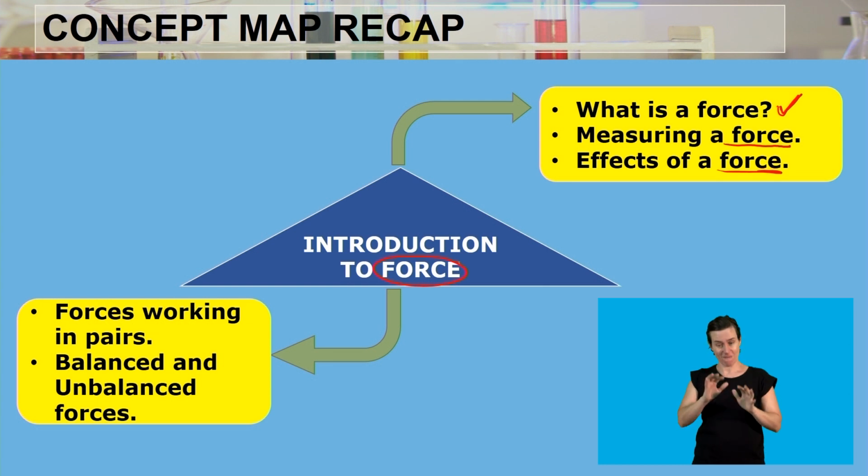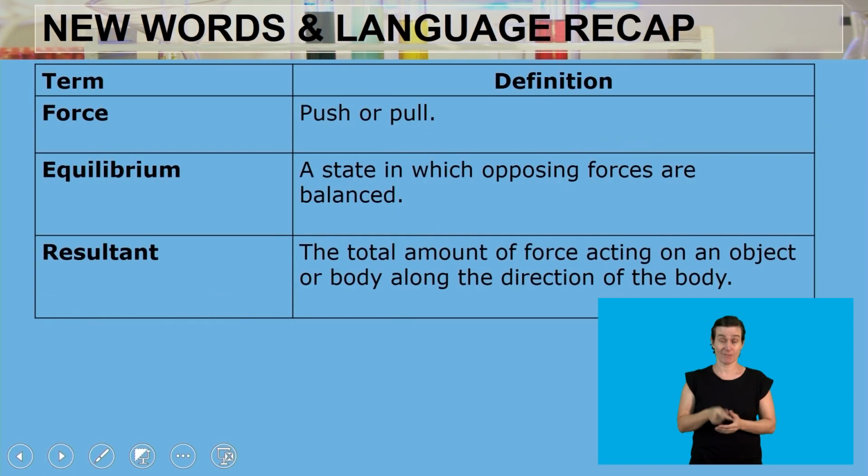We further went on to look at the forces that are always working in pairs. We also looked at balanced and unbalanced forces, and the difference between the two. For balanced forces, the forces act in opposite directions, but they are equal in magnitude. When that happens, there is no noticeable change seen on the object that those forces were applied to.